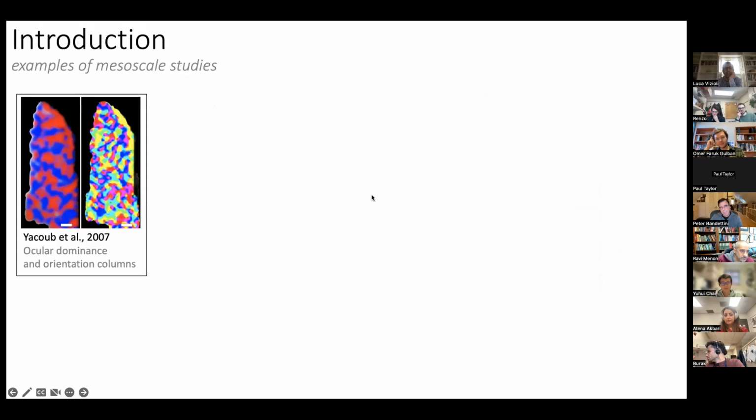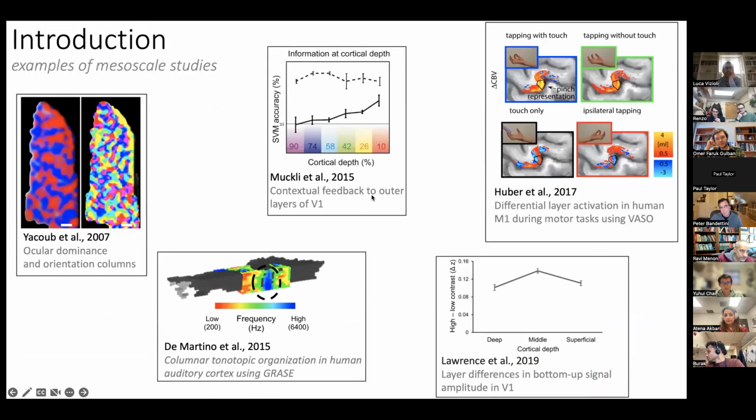And here are some examples of these studies. There's Essa's paper in 2007, where they show both orientation and ocular dominance columns. There's one of Federico's papers, Federico De Martino, showing tonotopic maps are organized in a columnar fashion in primary auditory cortex. That's the paper that we put out with Lars Muckli in 2015, where we show that contextual feedback primarily terminates in the outer layers of V1. And then there's the Lawrence et al. paper that shows that bottom-up amplitude is largest in the middle layers.